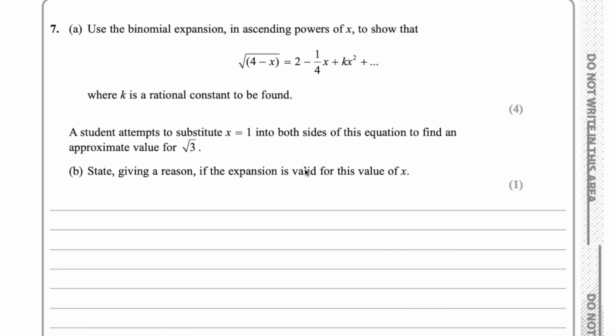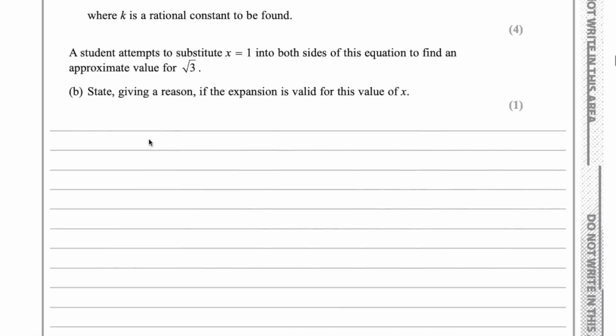Question 7 part A says, use the binomial expansion in ascending powers of x to show that the square root of 4 minus x equals 2 minus a quarter x plus kx squared plus the rest of the terms, where k is a rational constant to be found. Okay, so let's start on that.